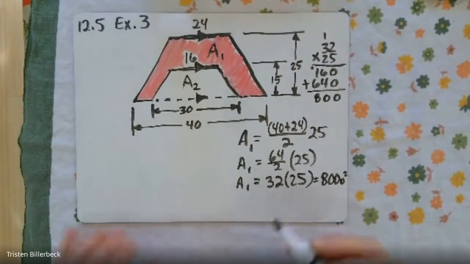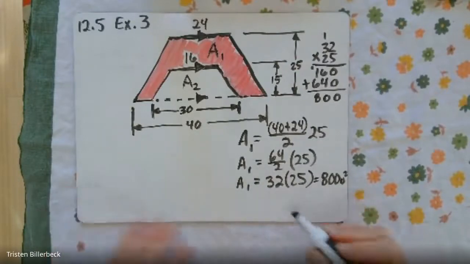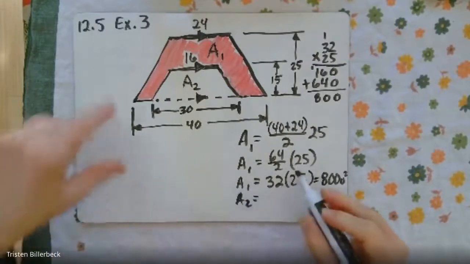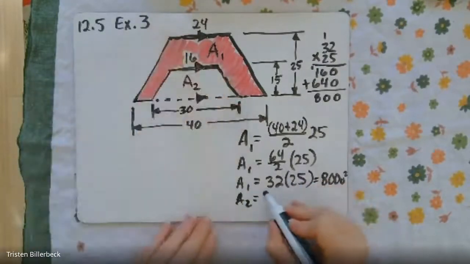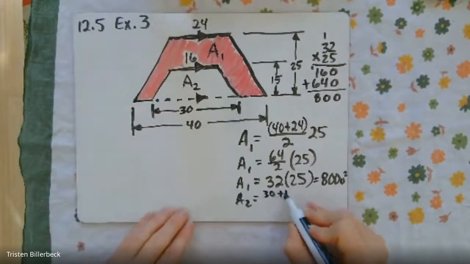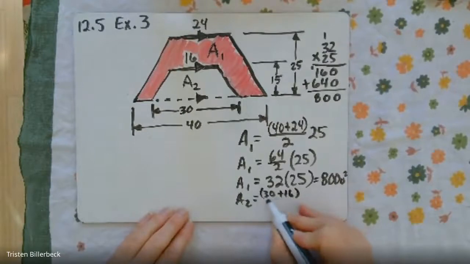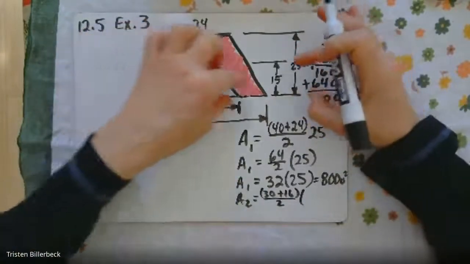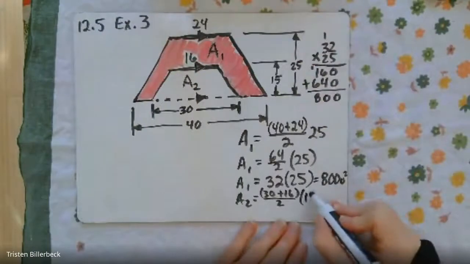Okay, A2. Well, let's see. A2, we have one base is 30 and one base is 16 over 2, and the height for the second figure is 15.